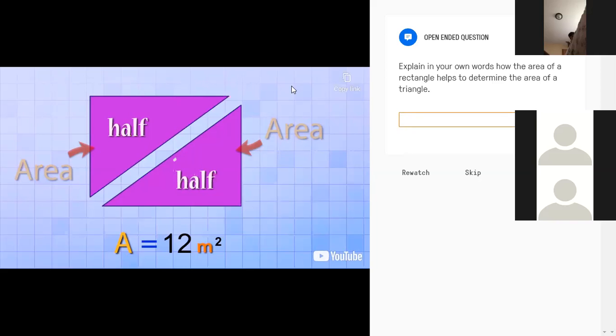So basically, what she's saying is that I can cut the area in half because I literally cut the shape in half. So that's what I'm going to type. So my area can be half because the shape has been cut in half.